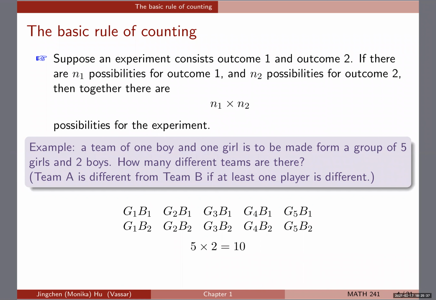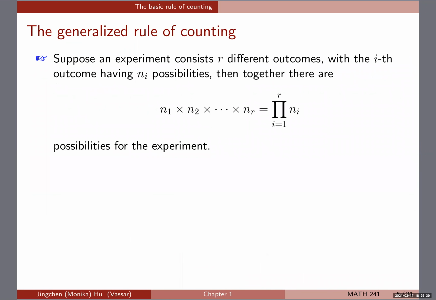And then, of course, you might be wondering, what if you have more than 2 outcomes, right? So the generalized rule of counting we're introducing here is: suppose the experiment consists of r different outcomes, and in particular the ith outcome out of the r outcomes has n subscript i possibilities, okay? Then together there are n1 times through nr possibilities for the experiment. So this is generalized, as we call it, because now you have more than 2 outcomes, okay? And the reasoning will be very similar to what we had before, okay?